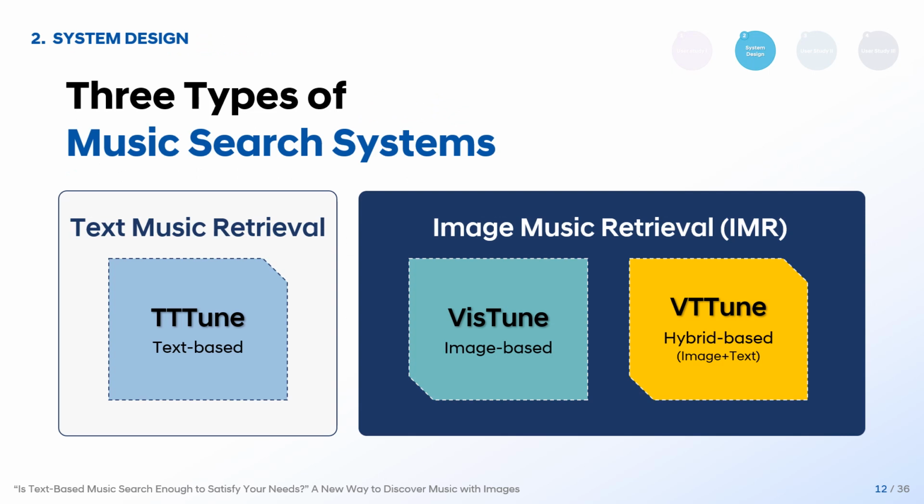Based on these goals, 3 music search prototypes were developed: TTTune, VisTune, and VTTune. TTTune functions as a traditional text-based search method, using text queries supplemented with keywords. VisTune and VTTune are IMR systems using images as intermediaries. While VisTune solely employs images as search terms, VTTune uses images as queries and supports them with text to represent the searched music.